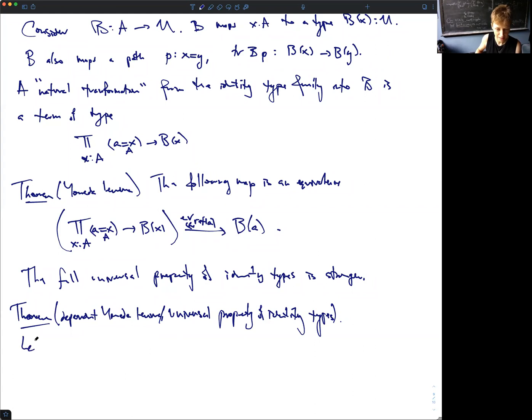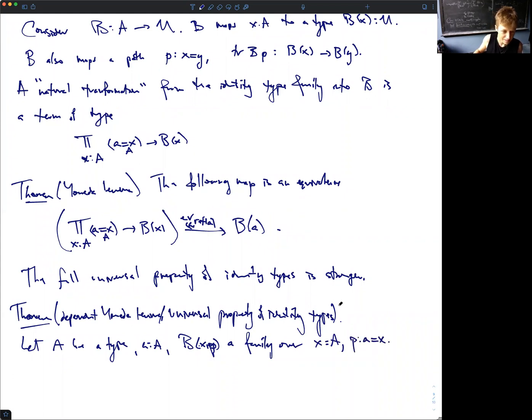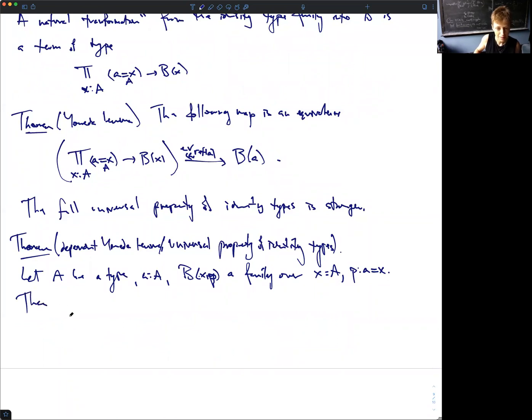So let A be a type. Let little a be a term in type A, and consider a type family B X P, that's a family over a term X of type A and an identification P between a and X. Then the map ev refl, so evaluation at reflexivity, which would take a section of this type family, the product over X in A and P of a equals X of B X P, and return just a term in the fiber B a refl a, is an equivalence.